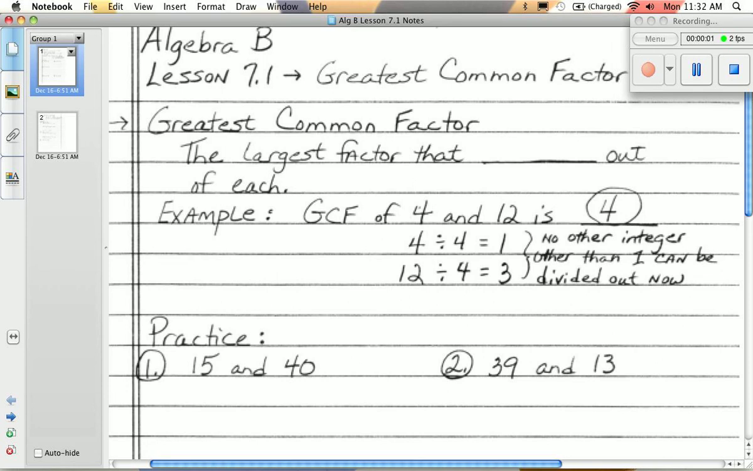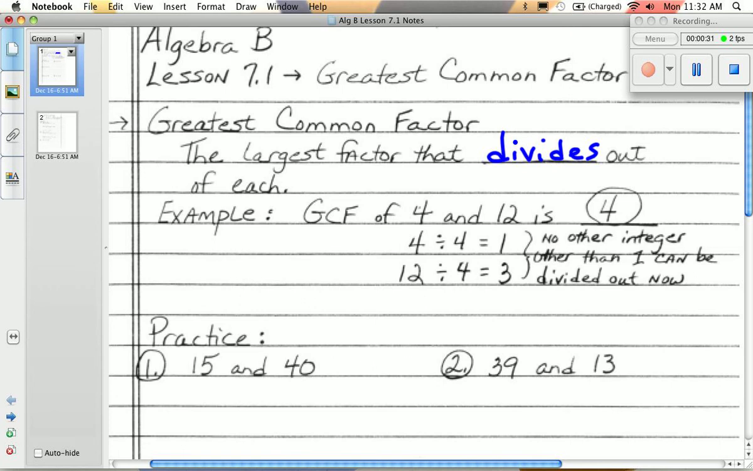So in this lesson, when we're starting chapter 7 with factoring, we're working with the greatest common factor. That should sound familiar to you. Greatest common factor: the largest factor that divides out of a term, expression, or whatever it is that you're trying to factor. When you're told to find the greatest common factor, I'm going to call it GCF.